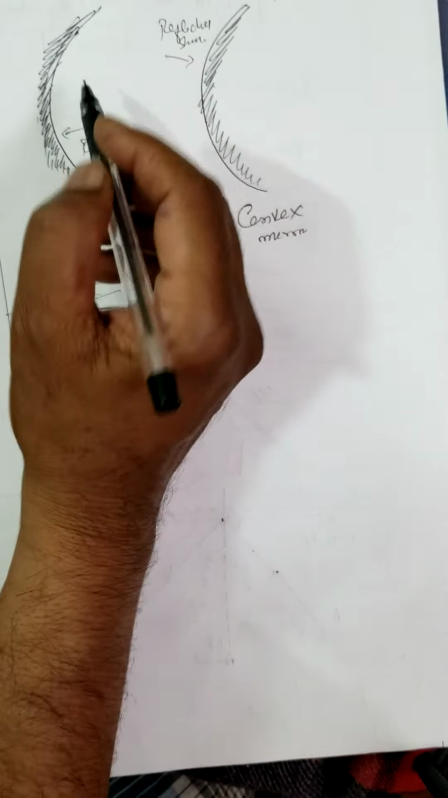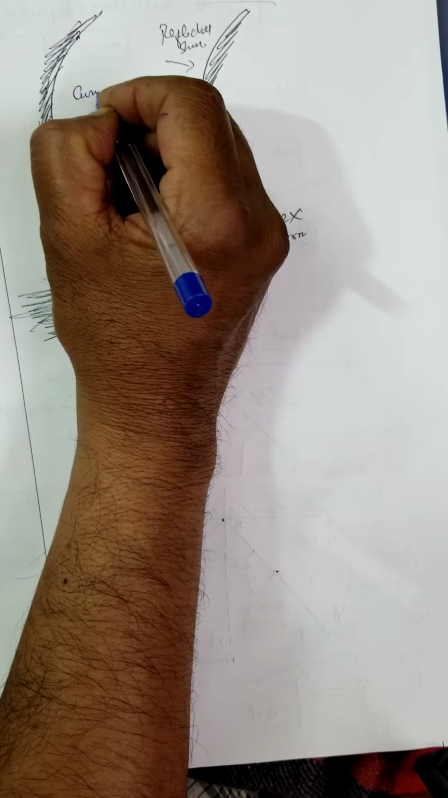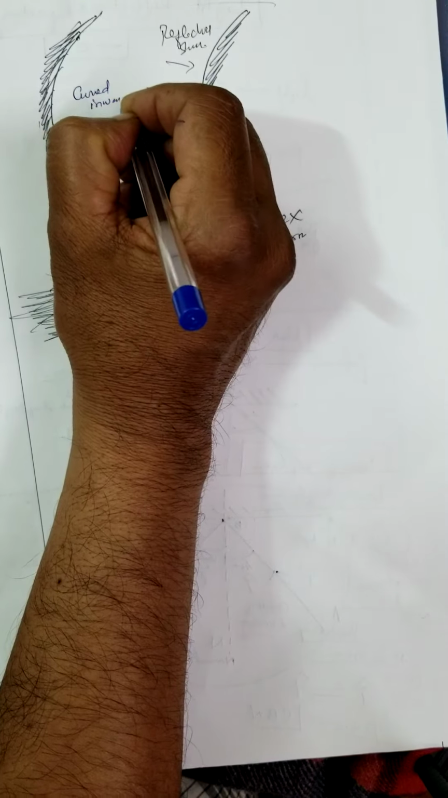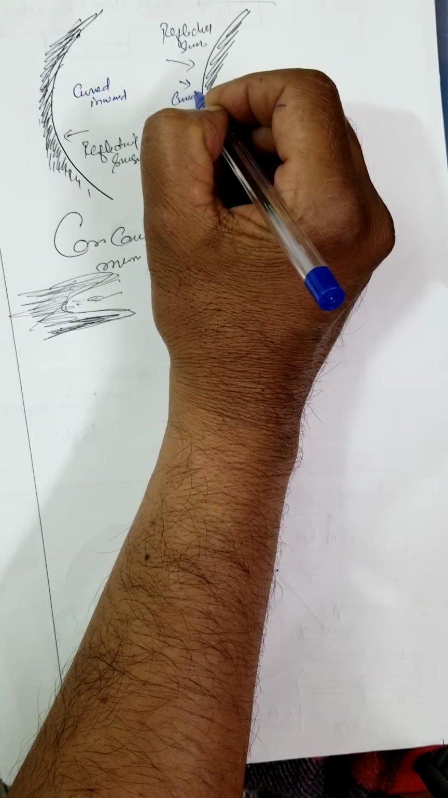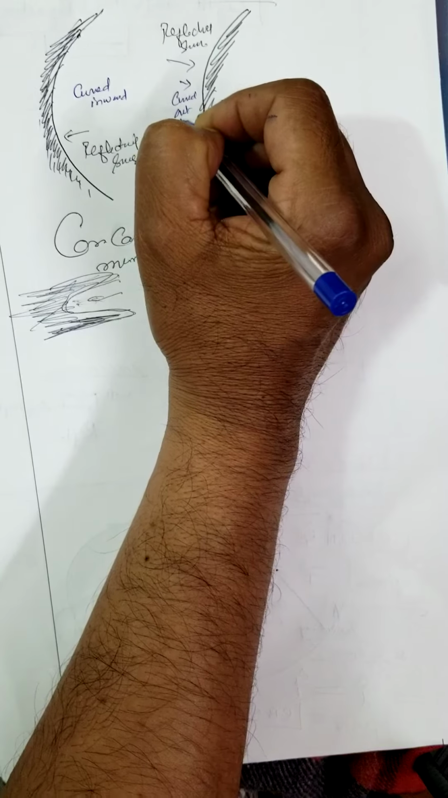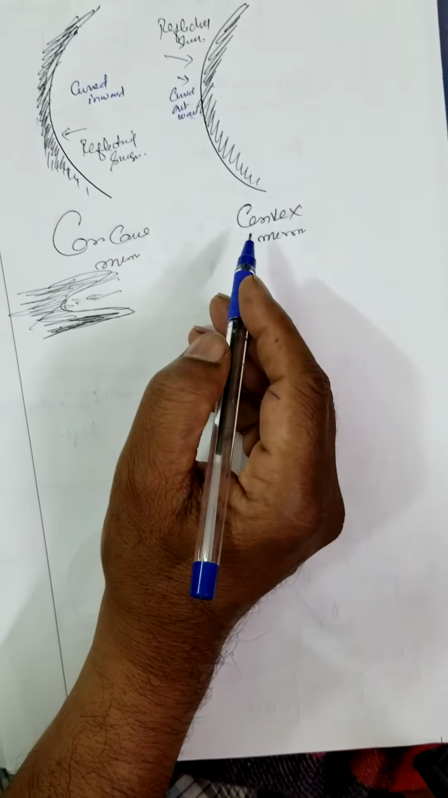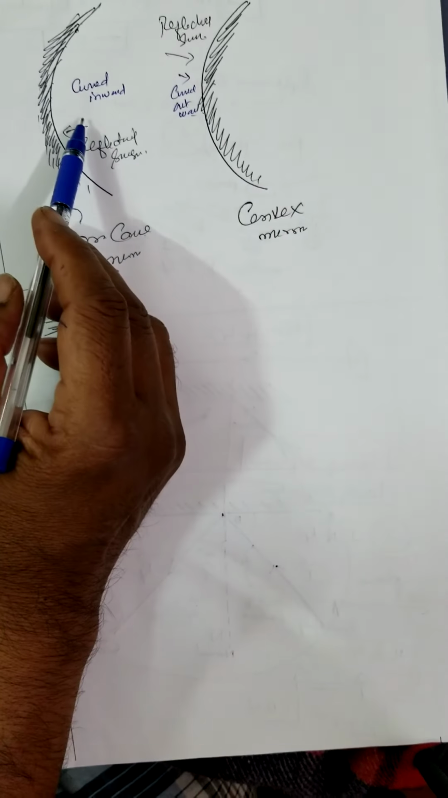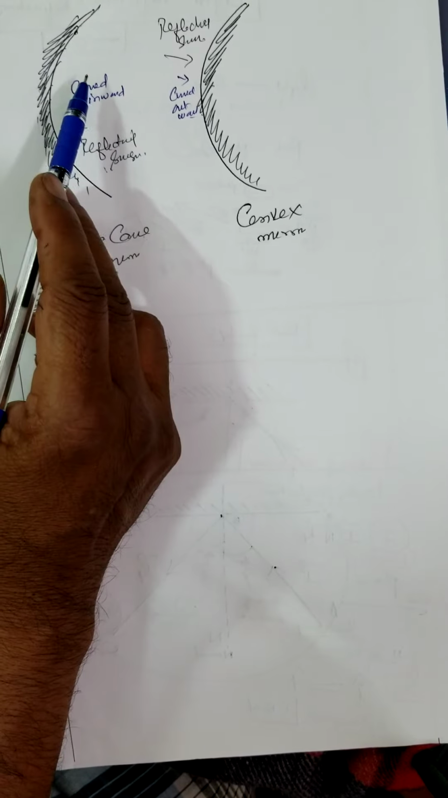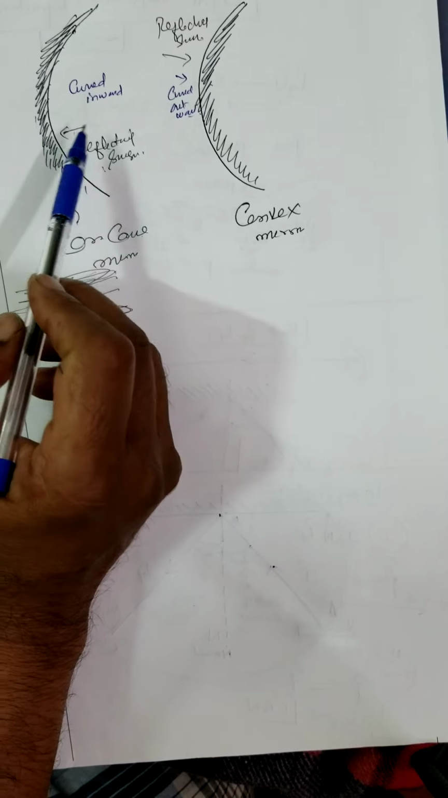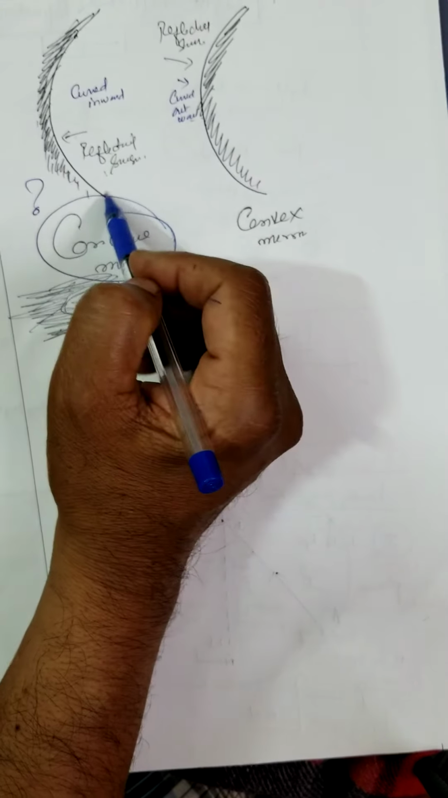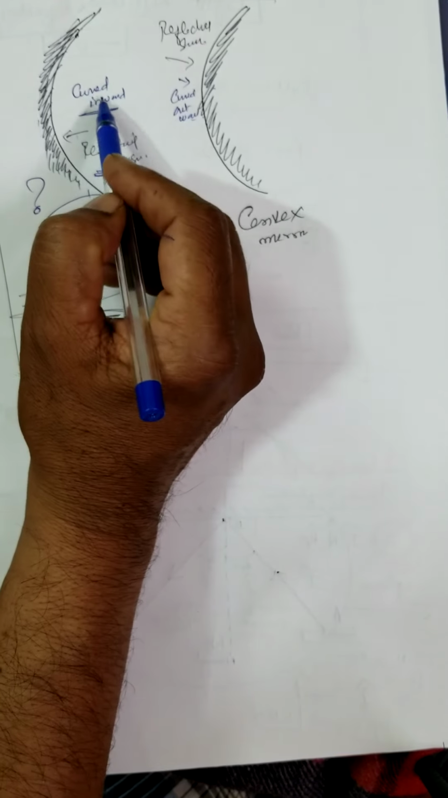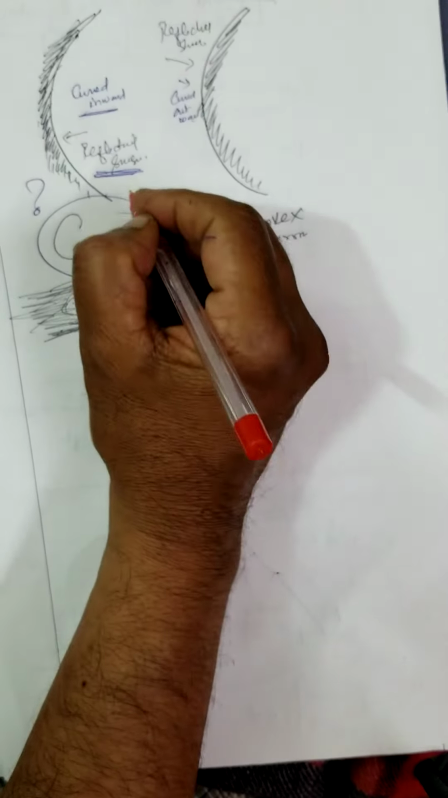Maybe it is curved, curved inward, or curved outward. What is a spherical mirror? A reflecting surface. A reflecting surface curved inward is called a concave mirror. What is a concave mirror? A reflecting surface curved inward is called a concave mirror. They may ask you for 1 mark.